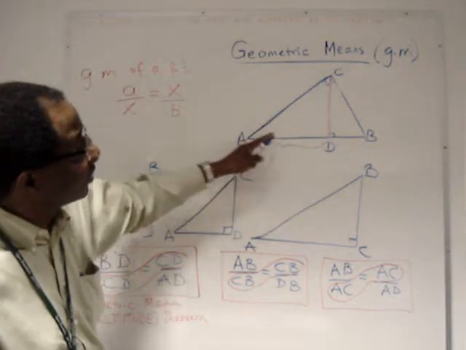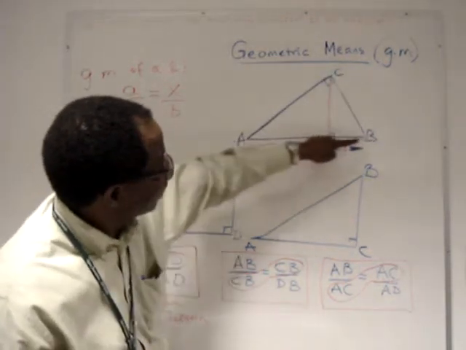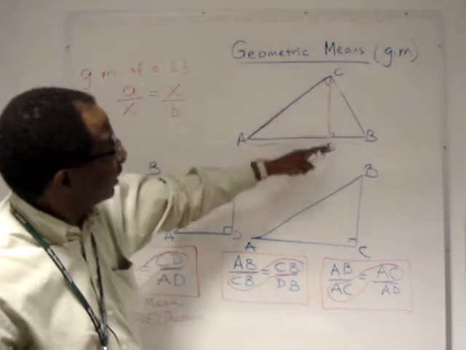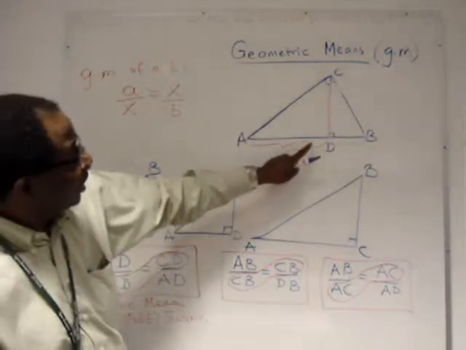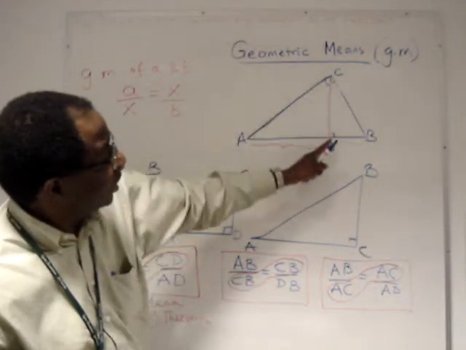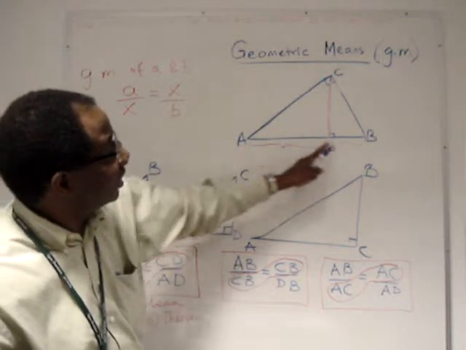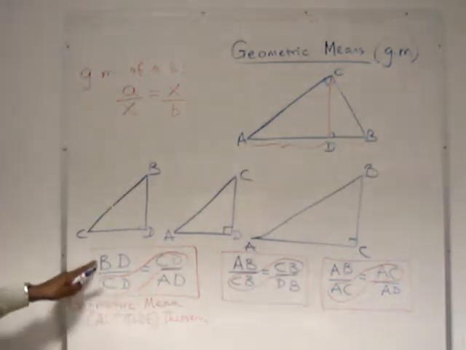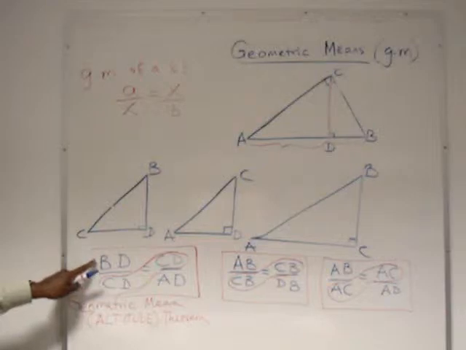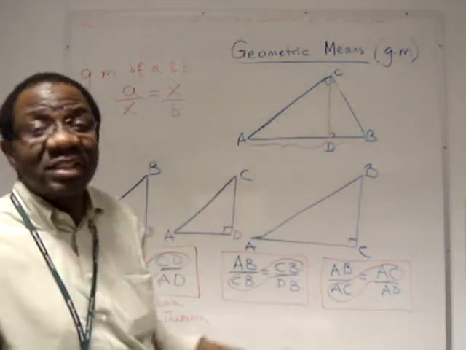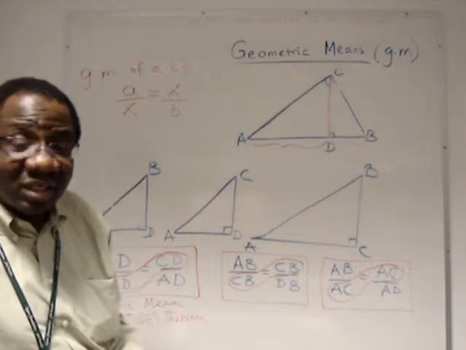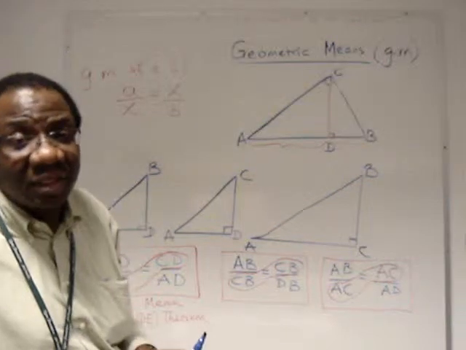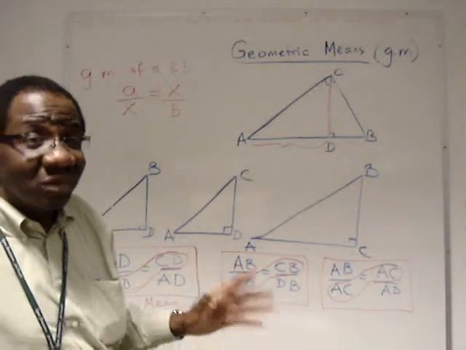This is the original hypotenuse, remember, because that's the original triangle with the right angle here. So we drew the altitude, and where the altitude meets the hypotenuse, it divides the original hypotenuse into two portions, AD and DB. AD and BD. And that altitude is in fact the geometric mean of the two broken up portions of the original hypotenuse. That should be easy for you to remember.